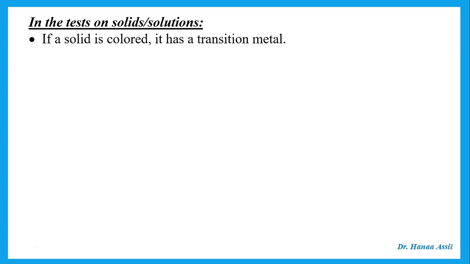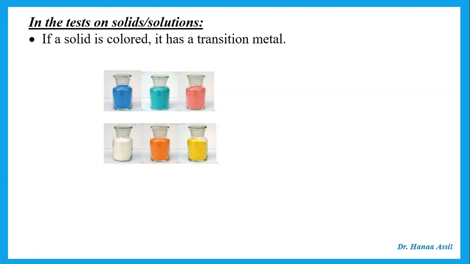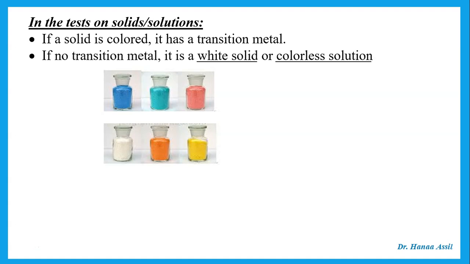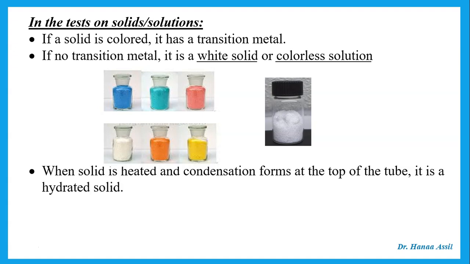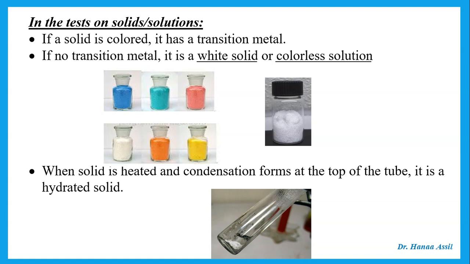Testing for solids and solutions: if we're told that a solid is colored, then it probably has a transition metal. If it is something without a transition metal, then it would be a white solid or a colorless solution. When a solid is heated and condensation forms at the top of the tube, we say this solid was a hydrated salt. That means it had some water with its crystals, which is called water of crystallization.